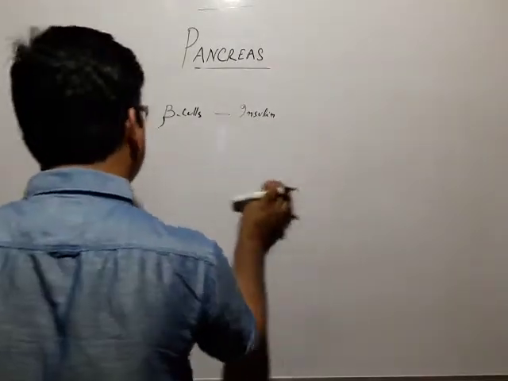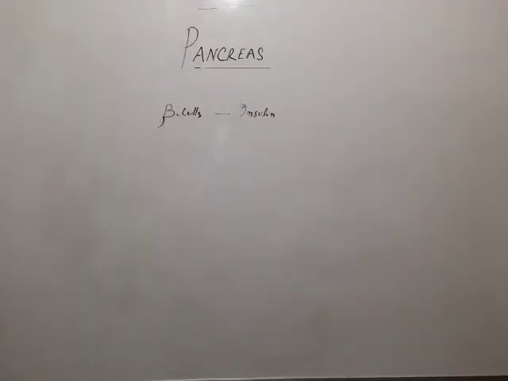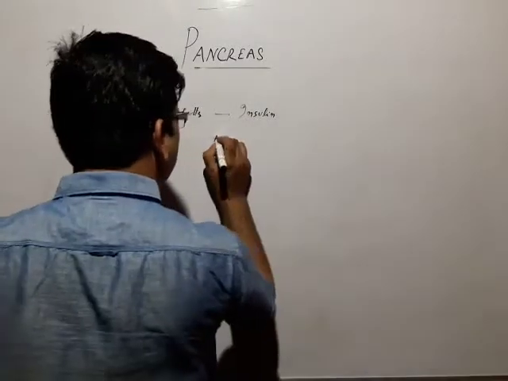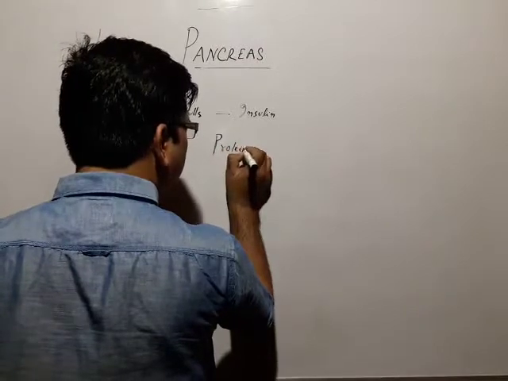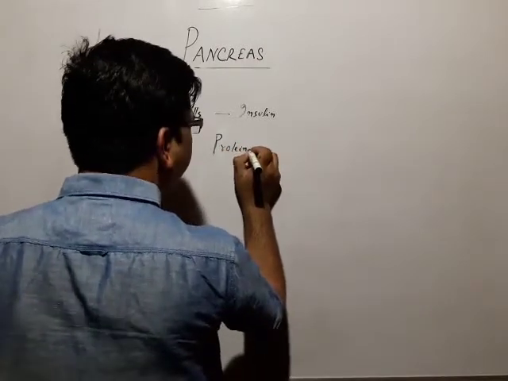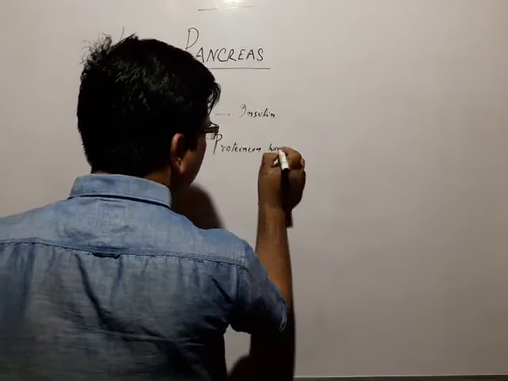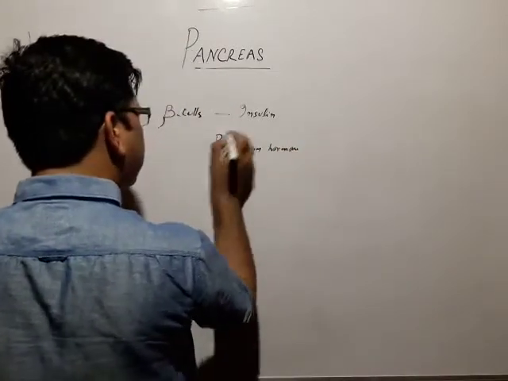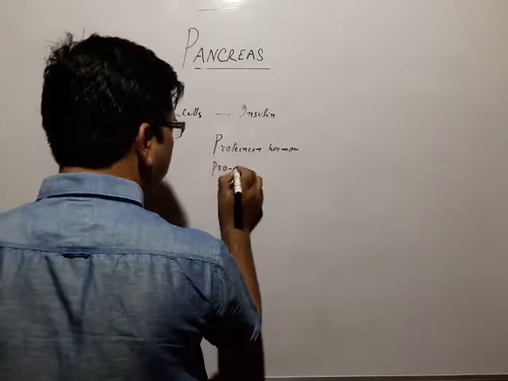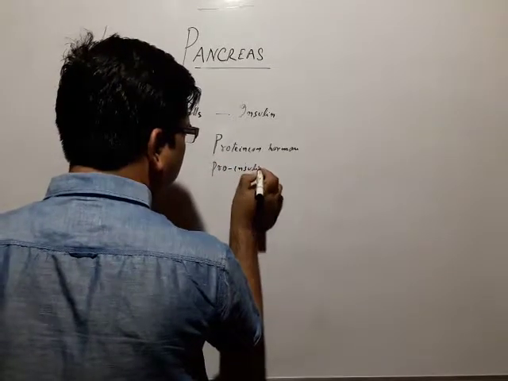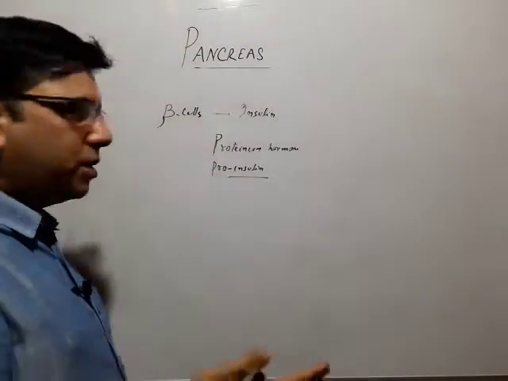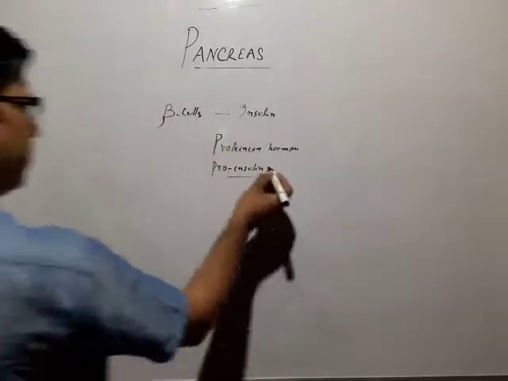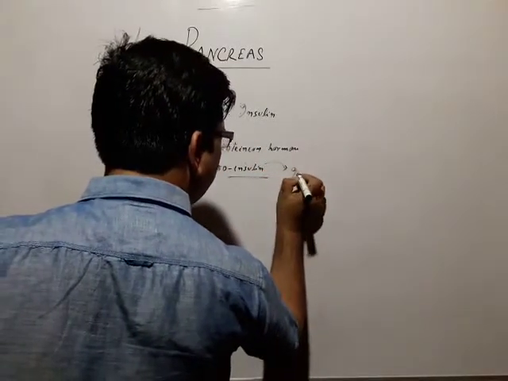Let us first take insulin. Insulin is secreted by B cells. It is a proteinaceous hormone. It's a protein-based hormone. The nature is protein, so it is a proteinaceous hormone. It is secreted as proinsulin. Then it gets activated when it is going to have its own action. It gets activated to the active form, that is insulin.